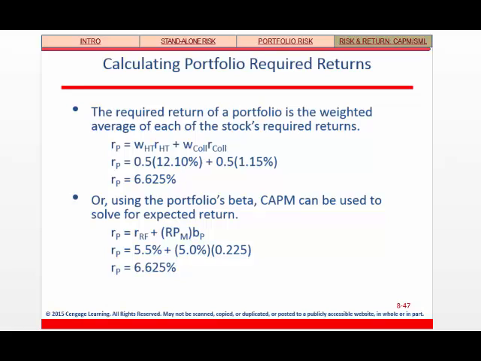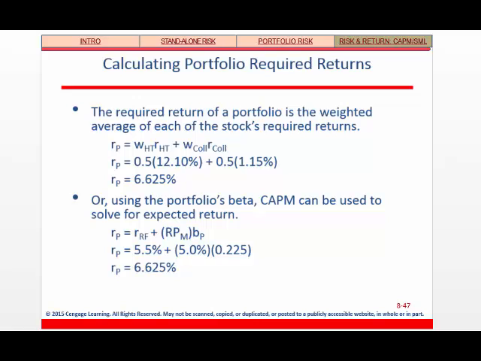perspective. If you want to find the return for the portfolio, you add the risk-free rate plus the risk premium of the market times the beta of the portfolio. So 5.5% plus 5% times the beta, which is 0.225, you're going to get 6.625%. Bingo. Now, where did that beta number come from? Remember, we figured that out in the last slide. So just go back to the last slide and you'll see where we got the beta of the portfolio.